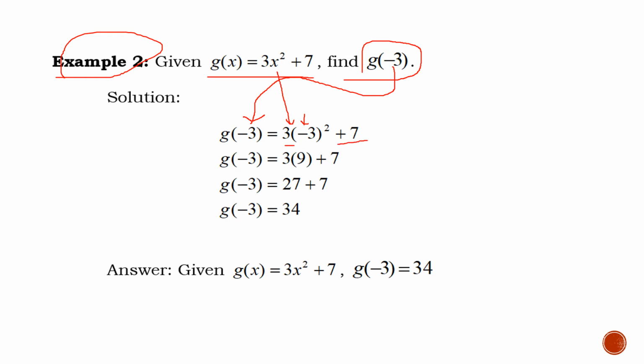So upon simplifying, negative 3 squared is equal to negative 3 multiplied by negative 3. That's why it's positive 9. So 3 multiplied by 9 is equal to 27. Then we copy our constant, 7. So 27 plus 7 is equal to positive 34. So your g of negative 3 is equal to positive 34. Now, our final answer is positive 34.